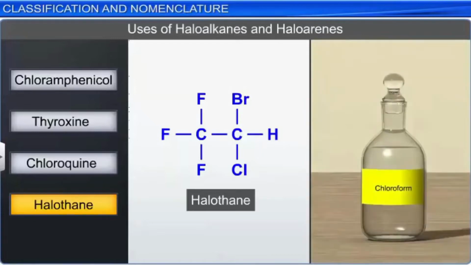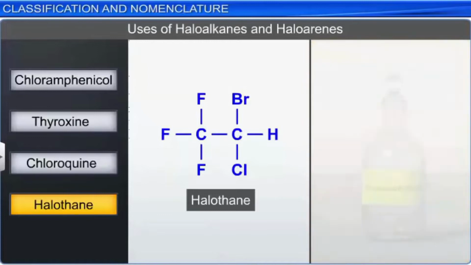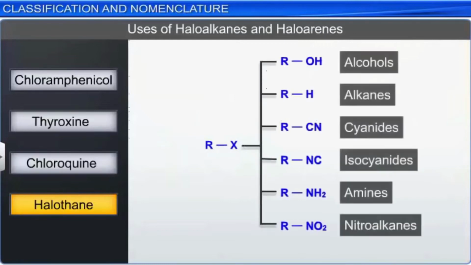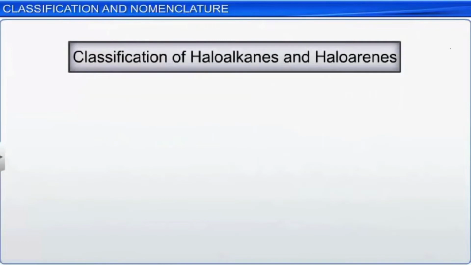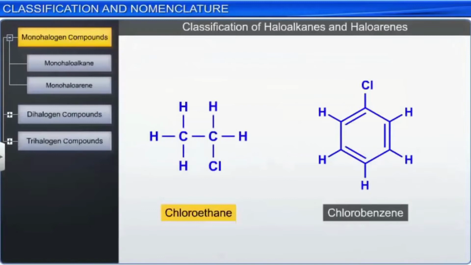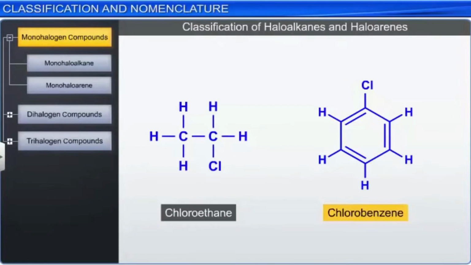Haloalkanes and haloarenes can be classified in several ways. One way is to classify them based on the number of halogen atoms. Chloroethane, a monohaloalkane, and chlorobenzene, a monohaloarene, each containing 1 halogen atom, are shown here. Dihaloalkanes and dihaloarenes have 2 halogen atoms in their formulae. Trihaloalkanes and trihaloarenes with 3 halogen atoms are also known to exist.